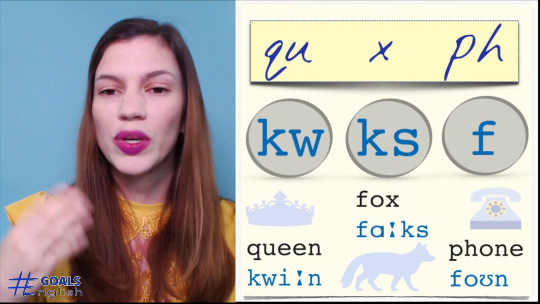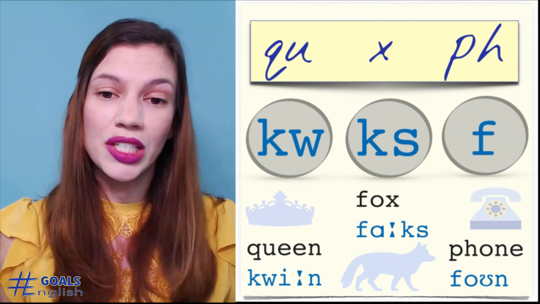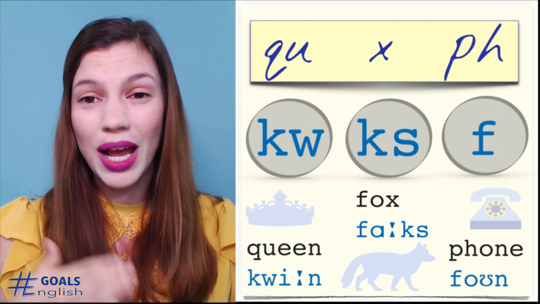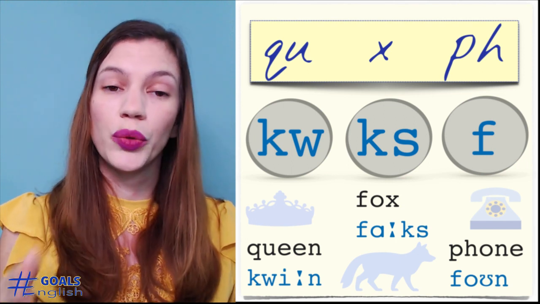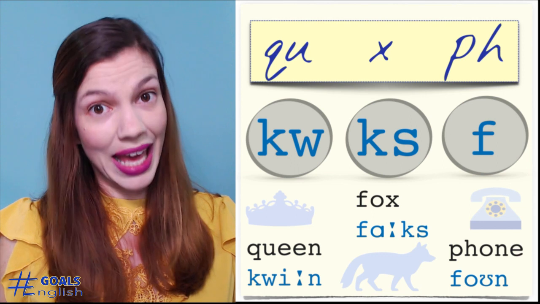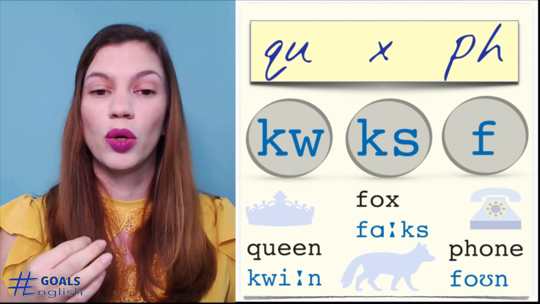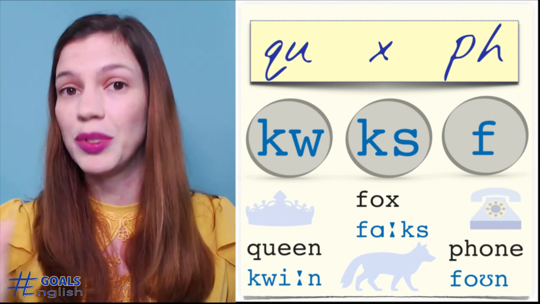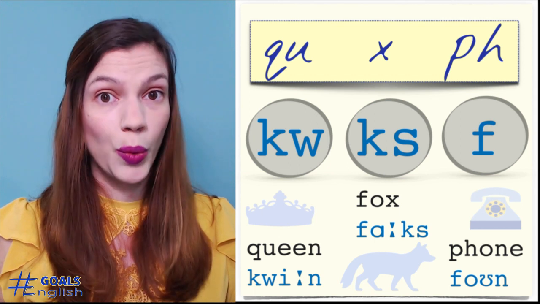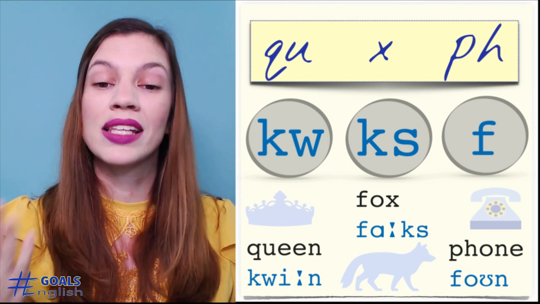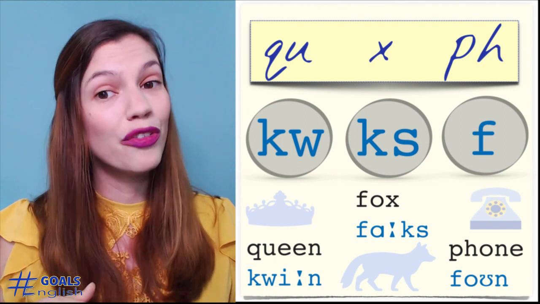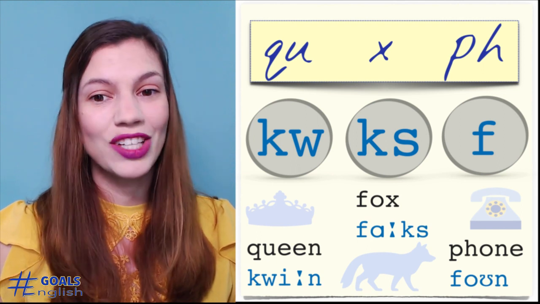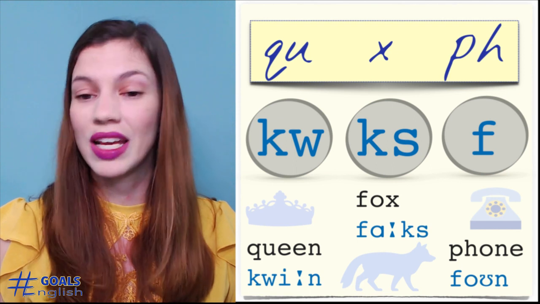Last but not least, I wanted to point out these letters that don't have really their own IPA symbol because they're already covered under other symbols, right? So the QU sometimes is pronounced like a K, but most often you'll see it as a K and W sound together, as in queen. X has a KS sound, as in fox. And PH will have an F sound, as in phone.